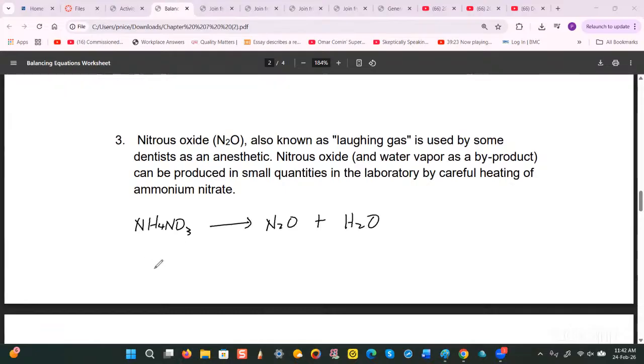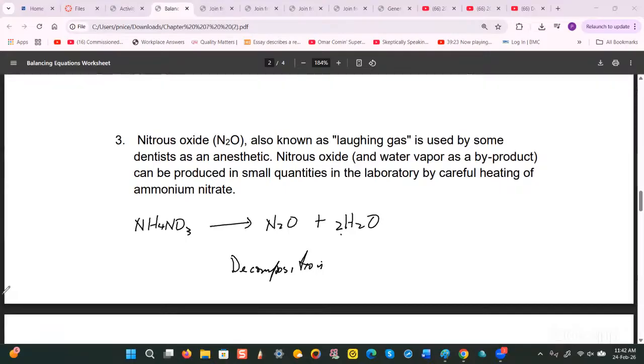So to balance this, what do we need to do? 1, 1, 2. Okay. And what type of reaction is this? Decomposition. Okay, so basically that's how you do all the questions in section B.